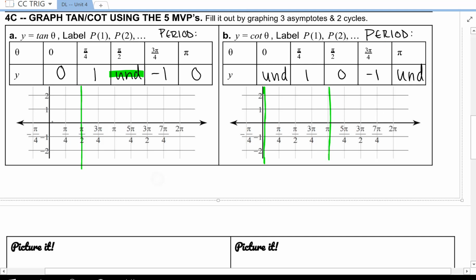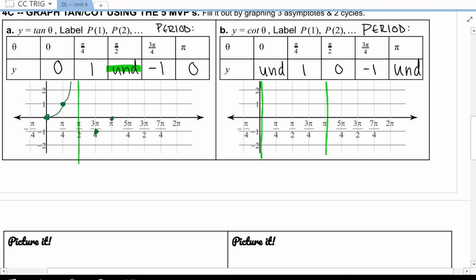Okay, and then our next points at 0, 0. Pi fourths goes up to 1. 3 pi fourths goes down, negative 1. And pi is at 0. Okay, this is a weird looking graph, but I happen to know what tangent looks like, so I'm going to show you. We connect these two, and we connect these two. Now what you can't see is what's happening as they continue. They're going to go like this, so it should be like this, and like this.